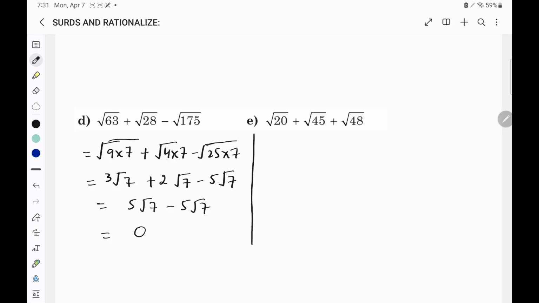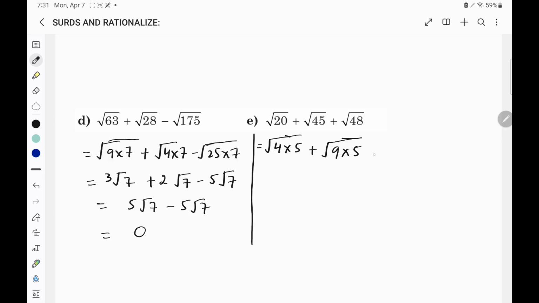Now coming to part E. 20, 5 times 4 is 20. So they are very easy numbers. I'm not doing again and again with the help of prime factorization. You must always remember that 9 times 5 is 45.